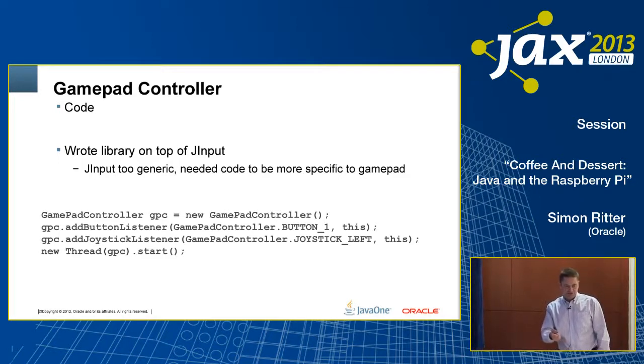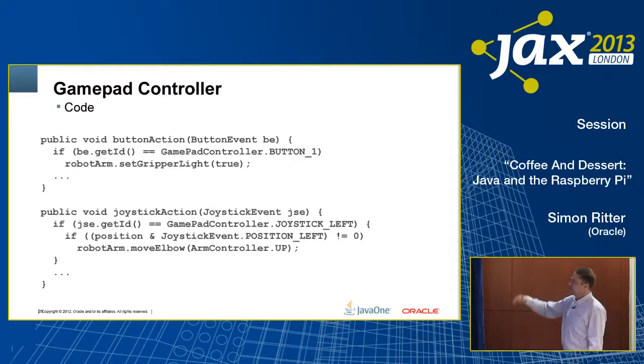So yeah, let's just move on from that. That's a bit more of the code. It's just the listener pattern, and it just does different things. So what I did was I linked the gamepad controller up to the robot arm so I could control the robot arm with the gamepad controller and make it move around.